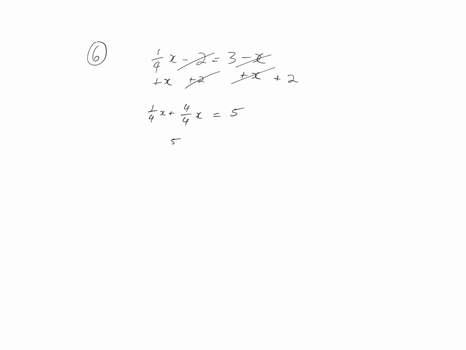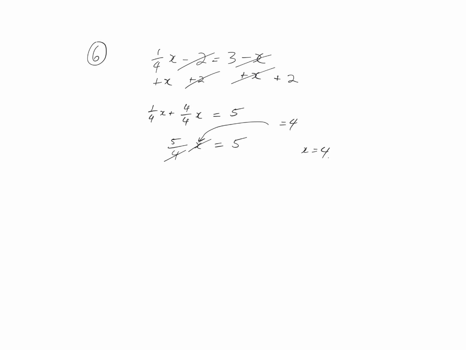And so that's 5/4 x is equal to 5. And you can solve this by inspection by saying that if this x here equaled 4, then the x and the 4 would cancel and the equation would be true, therefore x equals 4.